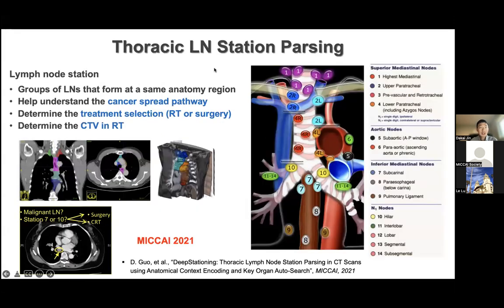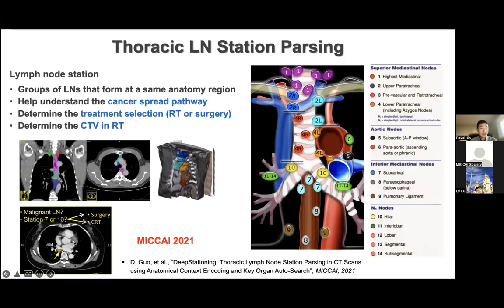So for lymph node station, if you are not familiar with it, those are a group of lymph nodes that form at the same anatomic regions. For the chest, for the mediastinal regions, there are normally 14 stations defined by the experts, and those stations can help understand the cancer spread pathways, and also those lymph node stations will determine the treatment selections.